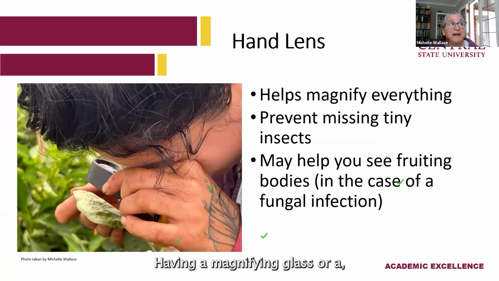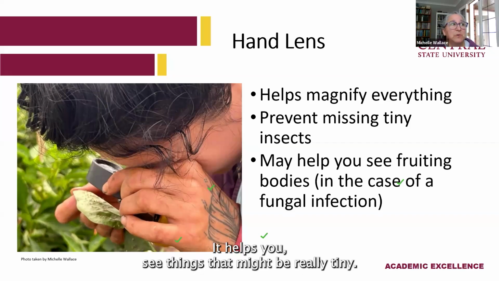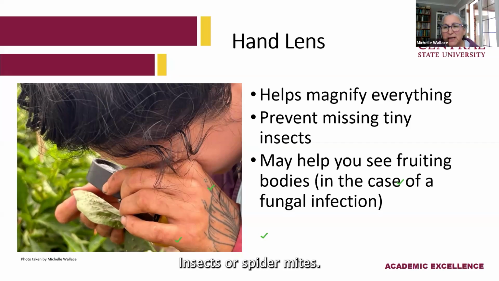Having a magnifying glass or an inexpensive hand lens will help you magnify things. It helps you see things that might be really tiny. Insects or spider mites, they're very small. Thrips are very small. And a lot of times, in order to see some of these problems or pests, we need help.